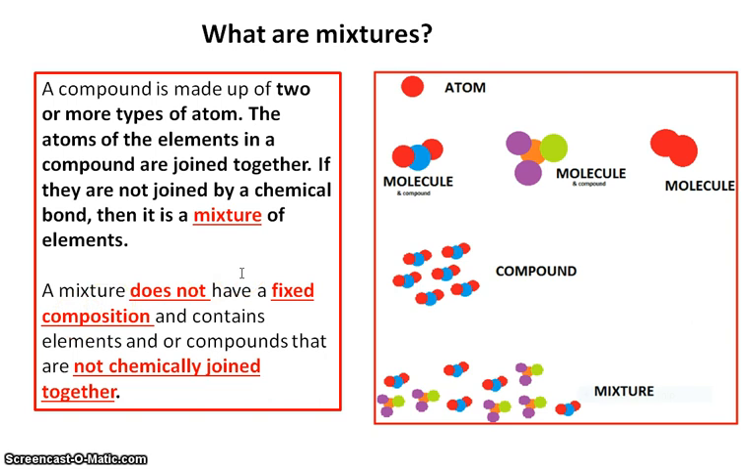A compound has a fixed composition. So it is known, for instance, that the amounts of oxygen and carbon in carbon dioxide are in a certain known ratio, but in a mixture, there's no fixed composition and there is no chemical bond.